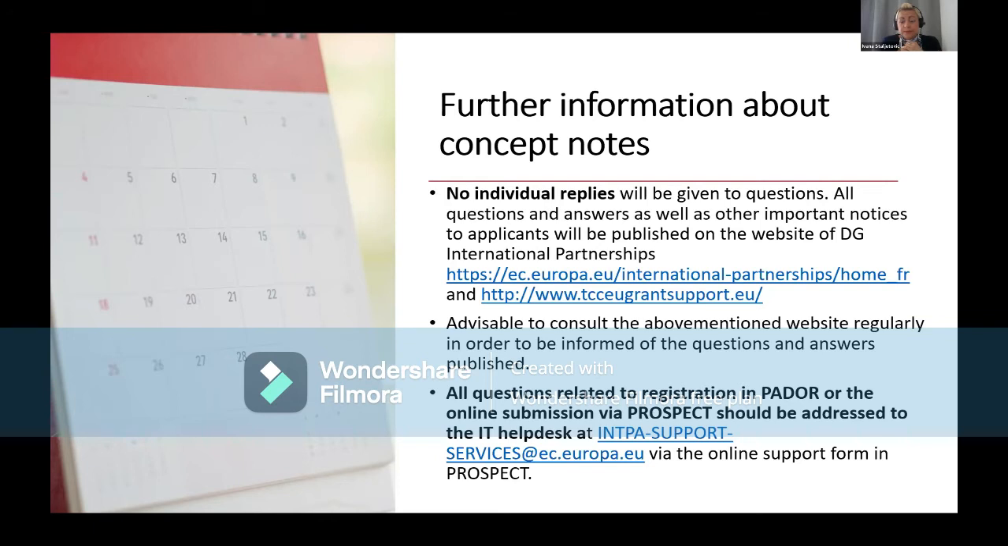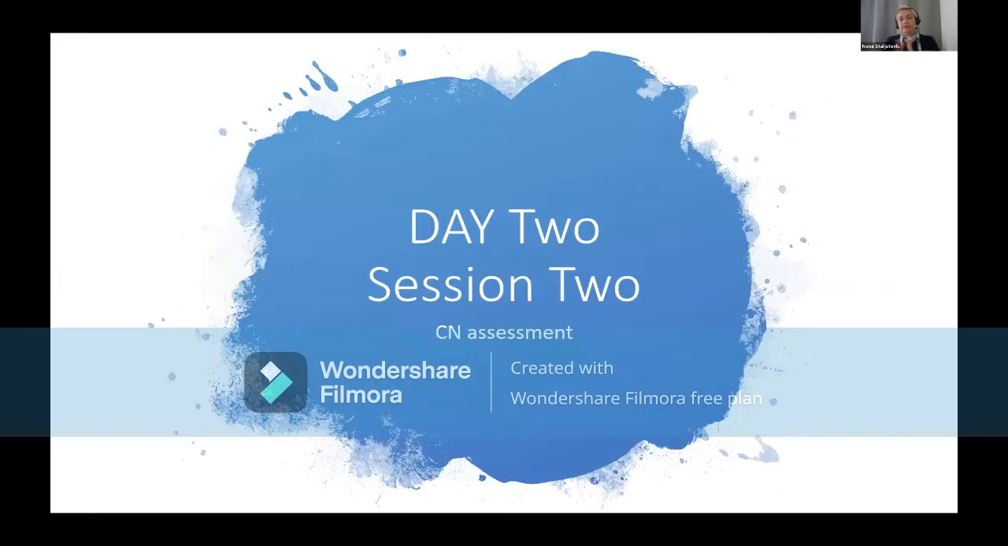And all questions which are related to registration in PADOR or online submission via PROSPECT should be addressed to the IT help desk. So this is the official IT help desk address from the side of the contracting authority for PADOR and PROSPECT support. But nevertheless, as my colleague Nila already recommended to you, you could contact the GST project as well, but this is the official IT help desk, so you should also contact them if there is such need. Okay, so this is the first part for today.